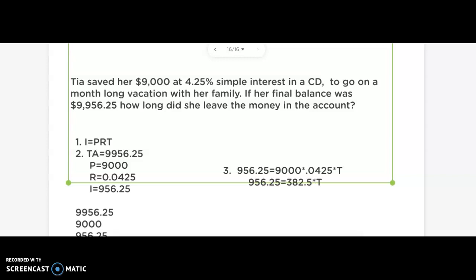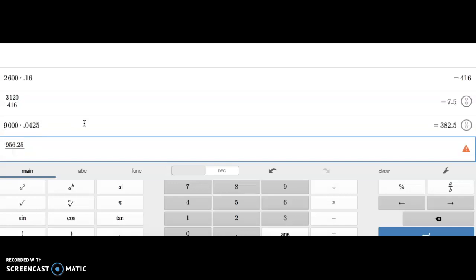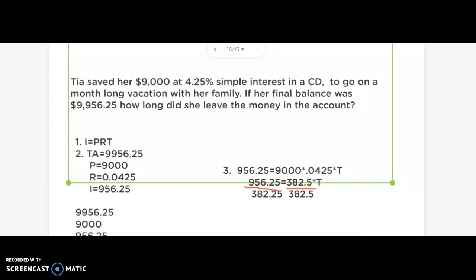Now I'm going to divide both sides by 382.5. So I do 956.25 divided by 382.5, and it tells me that the answer is 2.5. So the answer here is 2.5 years. Again, this is how you find time if they give you the other components.